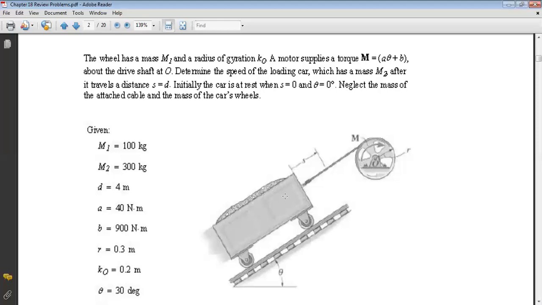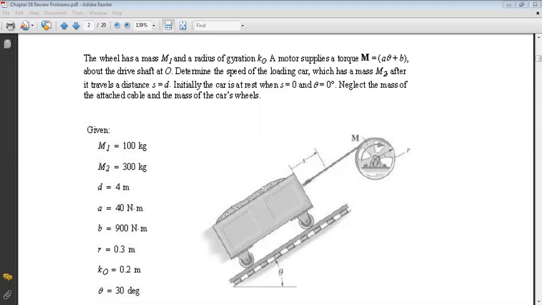Both. Why do I choose both? To cancel out the interaction between them. So to not have to calculate the tension in the cable, which is an additional unknown, I can take my system of pulley plus car.